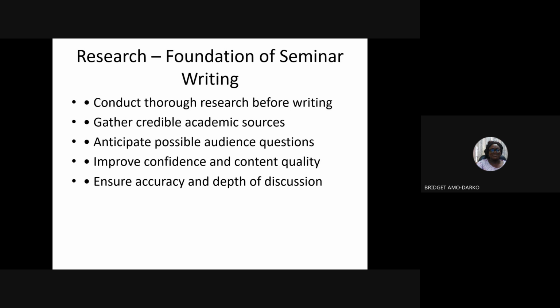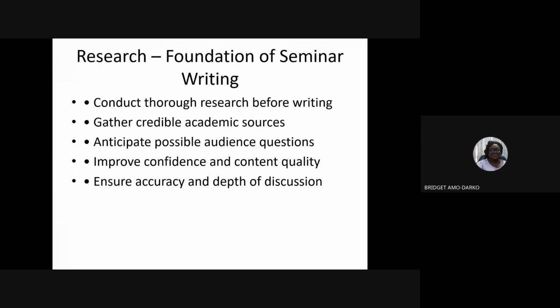Research, foundation of seminar writing. Conduct thorough research before writing. Gather credible academic sources. You have to look for authentic sources. You can't write a research paper without getting authentic, evidence-based sources. You can't just manufacture evidence or sources. And any source or any statement that you make in research, you have to justify it with what? An authentic source. You have to justify your claims and support your statements with authentic resources.